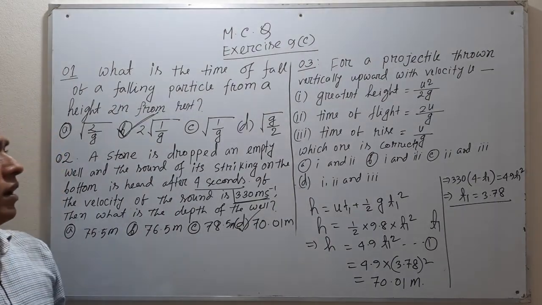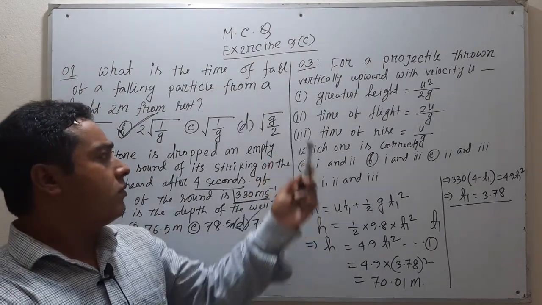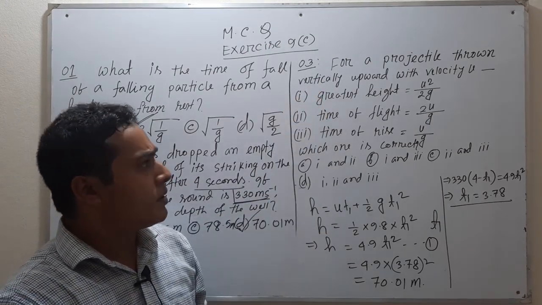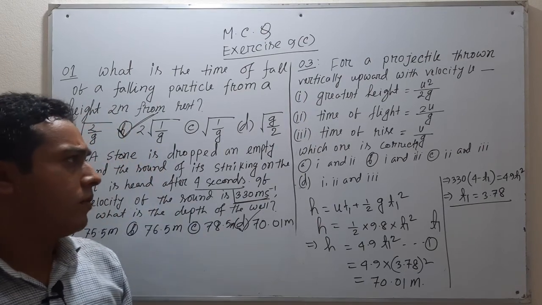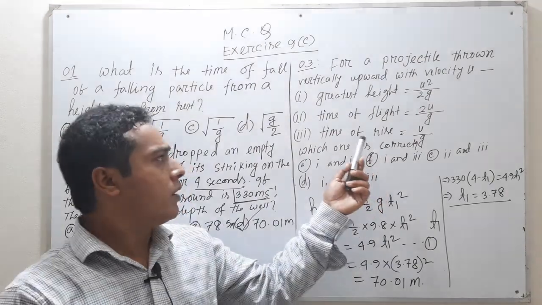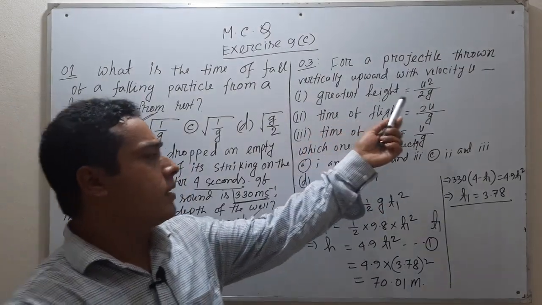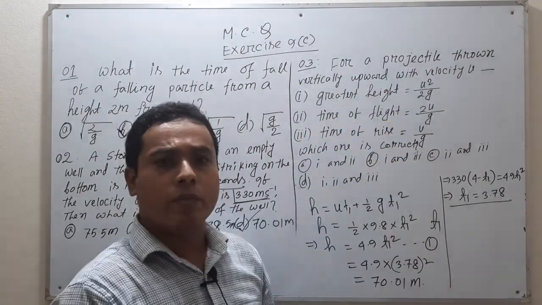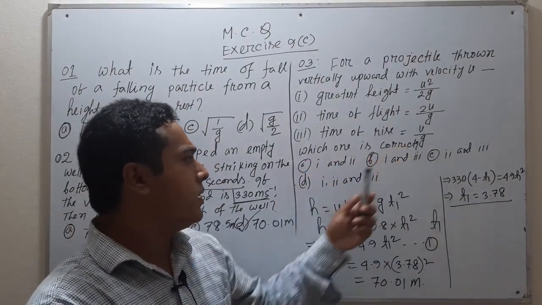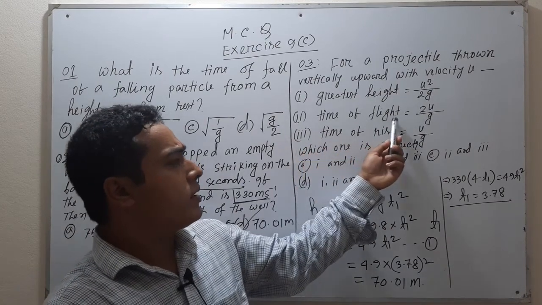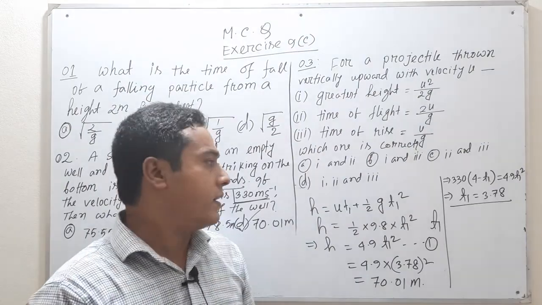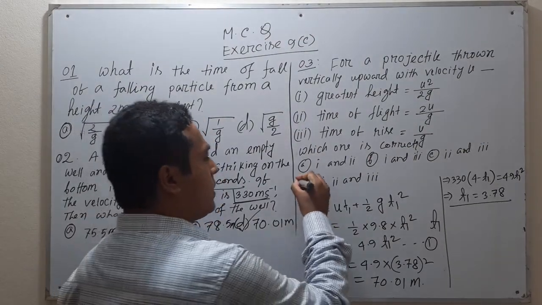Now question number 3. For a projectile thrown vertically upward with the velocity u, this is a knowledge based question. Already we know the greatest height is u square divided by 2g if the initial velocity is u, and time of rise is u divided by g, and time of flight is equal to 2u divided by g. These three formulas are right. So our answer option is D.